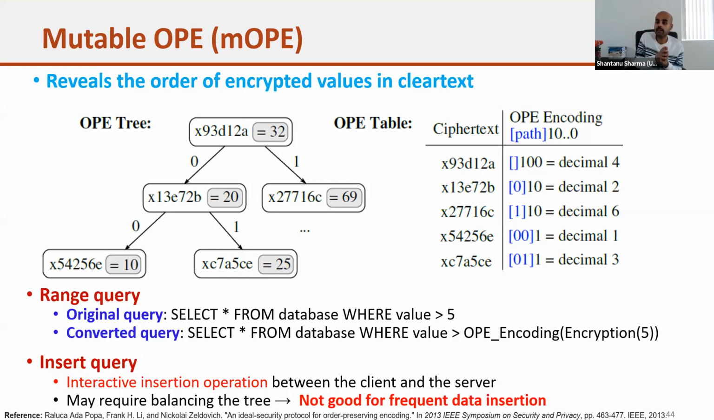But here again, this suffers from a problem with the insert operation. Whenever you want to insert a value, the user needs to traverse the entire tree. And it may happen, suppose after 32 I am inserting 69, 100, 200, that the tree follows only one path. The tree depth will increase. This is not a good thing. Then I need to rebalance the entire tree, and rebalancing will take several interactions between the user and the cloud. So it cannot handle frequent data insert operations.